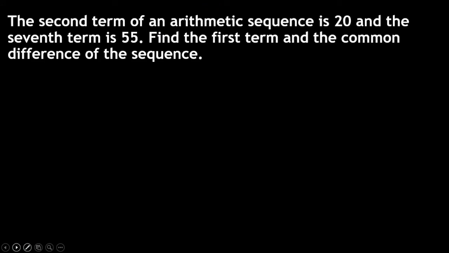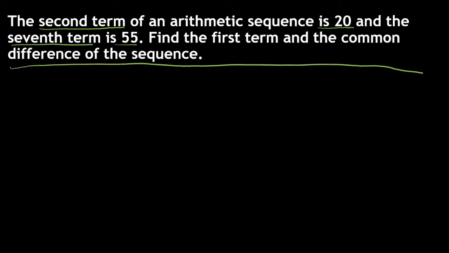All right, next question. The second term of an arithmetic sequence is 20, and the seventh term is 55. Find the first term and the common difference of the sequence, right? So this is a fairly common and straightforward type of IB question, right? So what have they given us? Let's compile all the information we have, right?